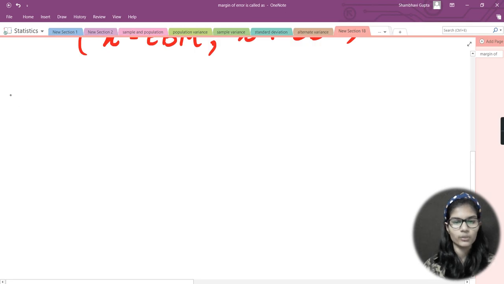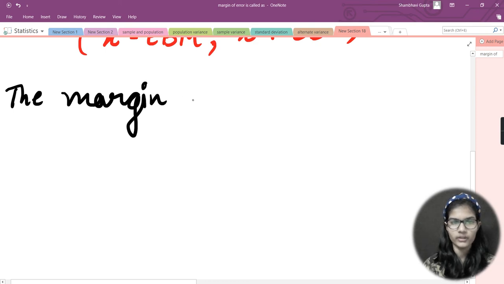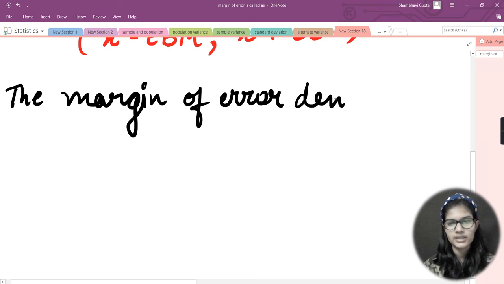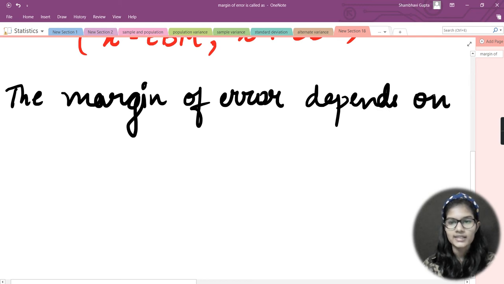I just want to let you know one more thing: what does this margin of error actually depend on? Here I will write the margin of error. We had just seen the margin of error. The margin of error depends on the confidence level. I am writing the short form now, not using the whole name. So the margin of error depends on the confidence level.